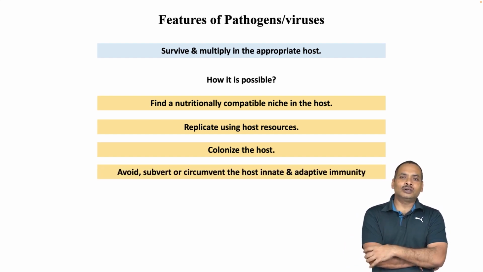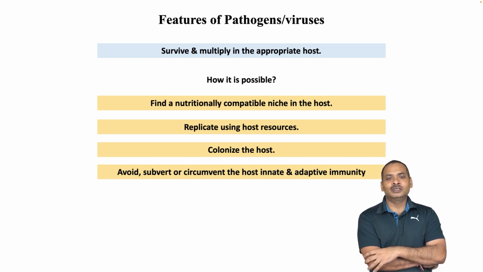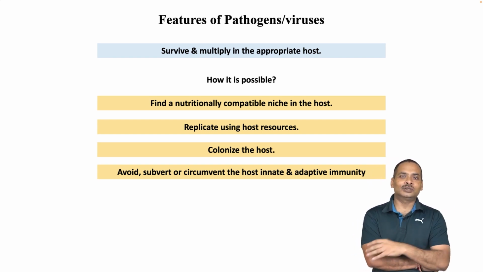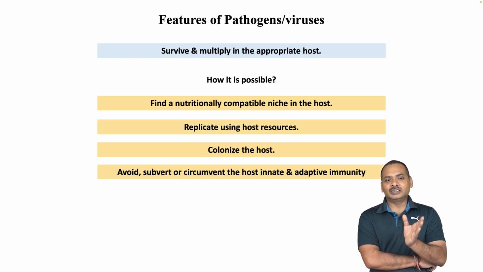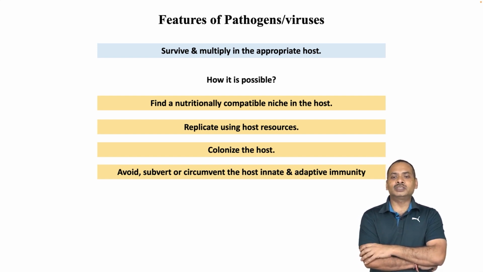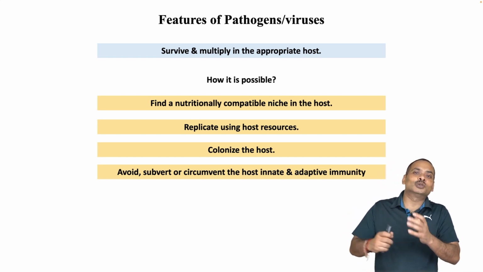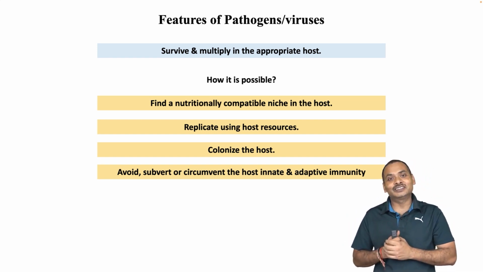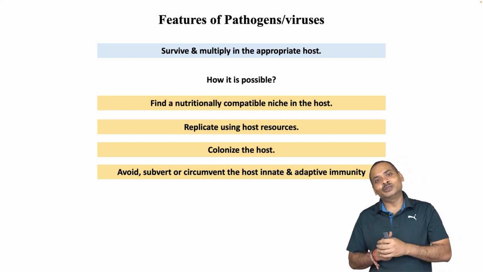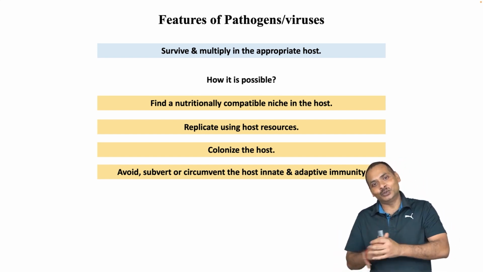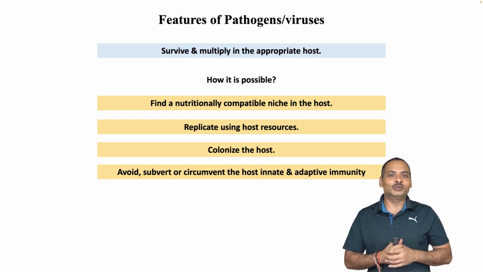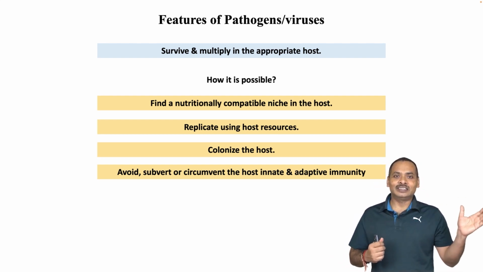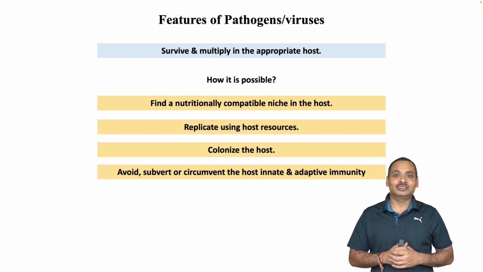But the host always has a defense mechanism, the innate immune system and adaptive immune system. We don't want them to grow on us. So to avoid, subvert or circumvent the host innate and adaptive immunity, they develop all those weapons, the pathogenic factors. These pathogenic factors are needed by the pathogen in order to survive in the host. So it is a very close battle between the pathogen and the host. We do not want them to live, and they want to live because they cannot survive anywhere else.